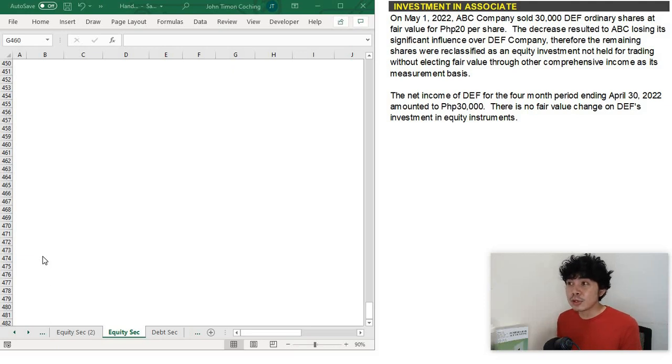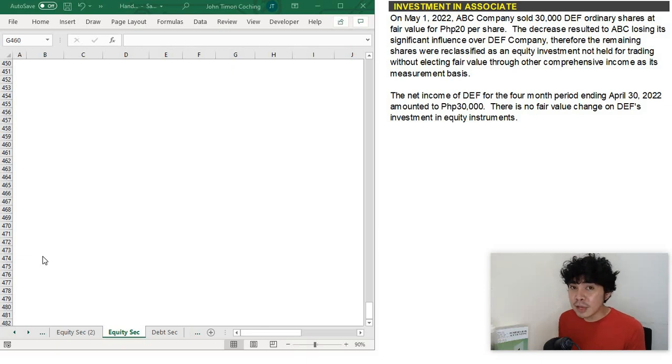At binenta niya doon yung 30,000 shares. And again, yung 100,000 shares na yon, yun ay 25% ng total outstanding shares ni DEF Corporation. At dahil daw dito sa sale na to, nawala ang significant influence ni ABC over DEF. So, dahil nawala ang significant influence, which is yun yung requirement for us to account our investment under the equity method. So, ang gagawin natin, we can no longer use the equity method in accounting for our investment kasi nga we lost the very single requirement under equity method, that is the significant influence.